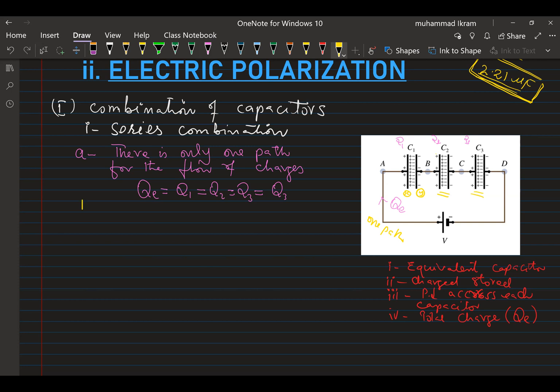Second, the important point is that all the components, all the capacitors, are connected in successive order. Successive order means one after another, right? It doesn't matter if the capacitor is here or if it is here. Why? Because the path is the same. So it will be in successive order.